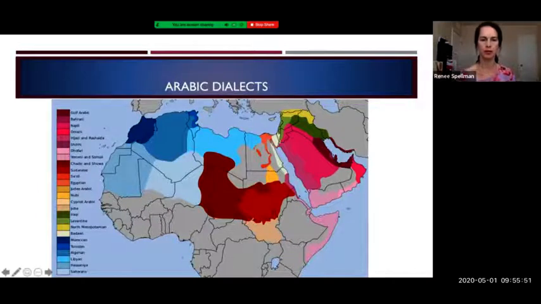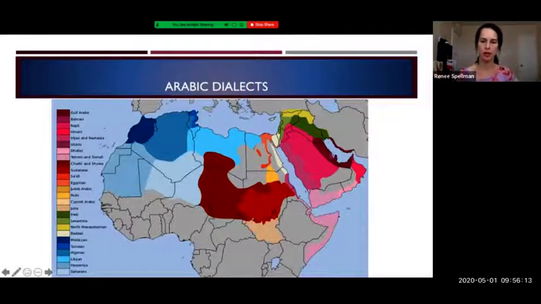So as you can see, there are many, and they basically spread from North Africa all the way to the Middle East and Arabia, and then even down here into more central, it's not quite Central Africa, and then here to the east of Africa.